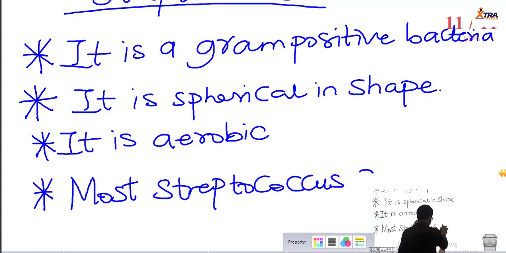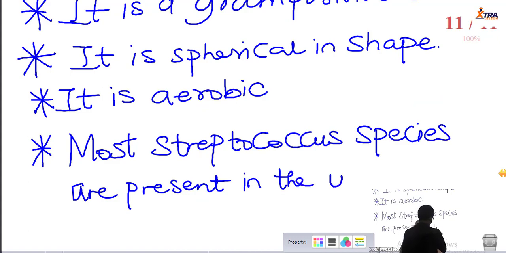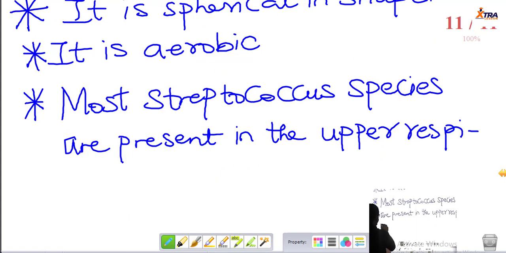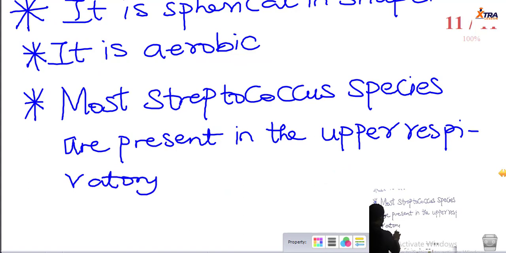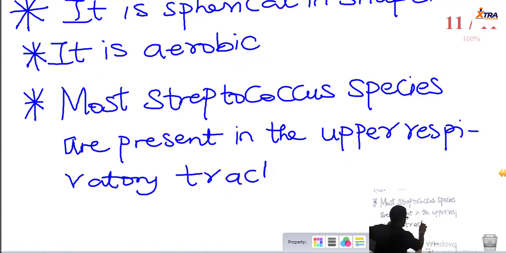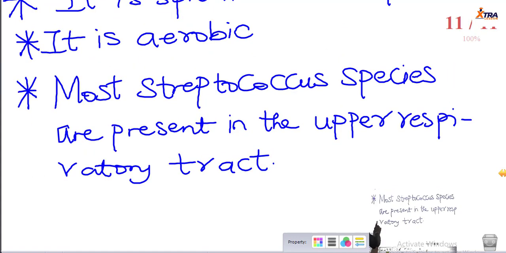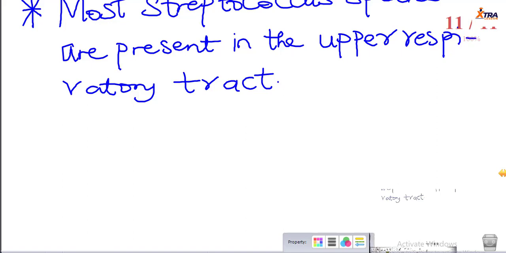Most Streptococcus species are present in the upper respiratory tracts. There you go. And they are indicated for three major diseases. So there are three major diseases that the strep guy is indicated for.